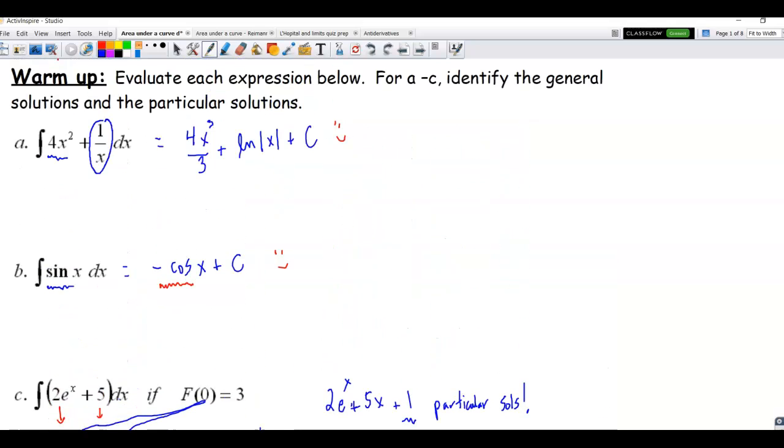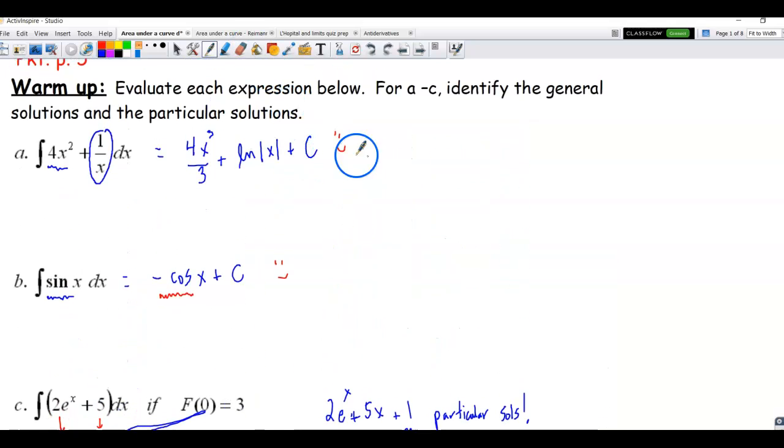The first two items were general solutions because we did not have enough information to evaluate which of the particular family members. We just get a family of functions, so these are general solutions, and we just get to know about the family, not a particular member of the family.